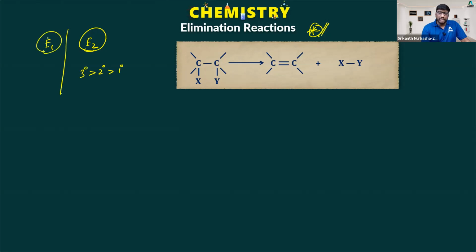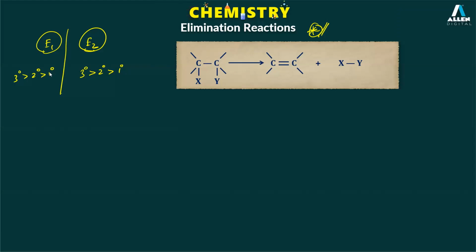E1 is a two-step process. First formation of carbocation, then the elimination is going to happen. Carbocations are formed, so again tertiary greater than secondary greater than primary. So both for E1 and E2 the order is same. For SN1 the order is also the same: 3 degree, then 2 degree, then 1 degree. Only for SN2 we have 1 degree greater than 2 degree greater than 3 degree.